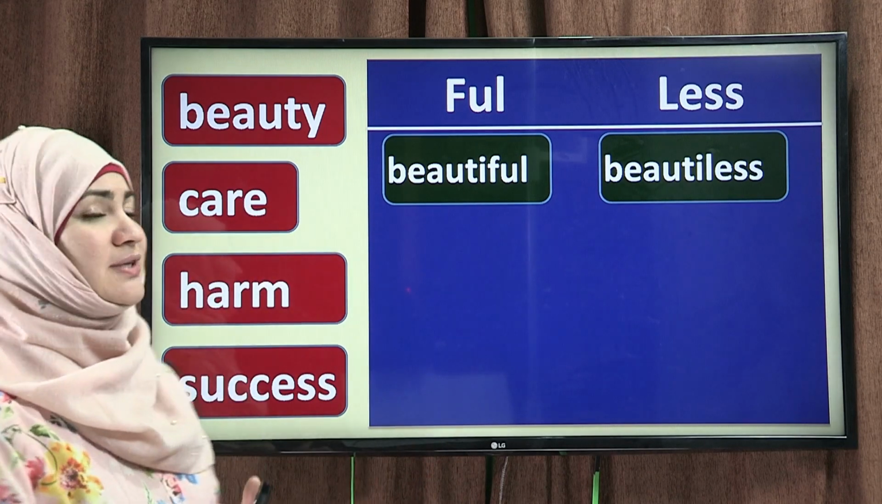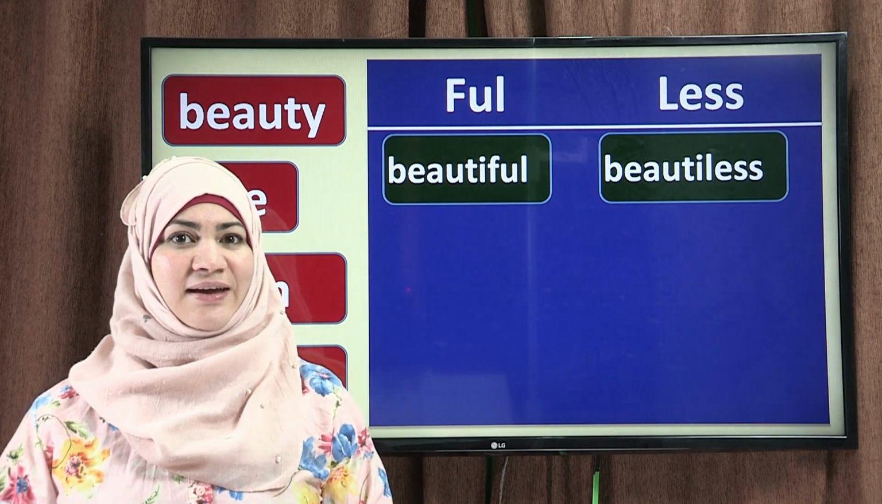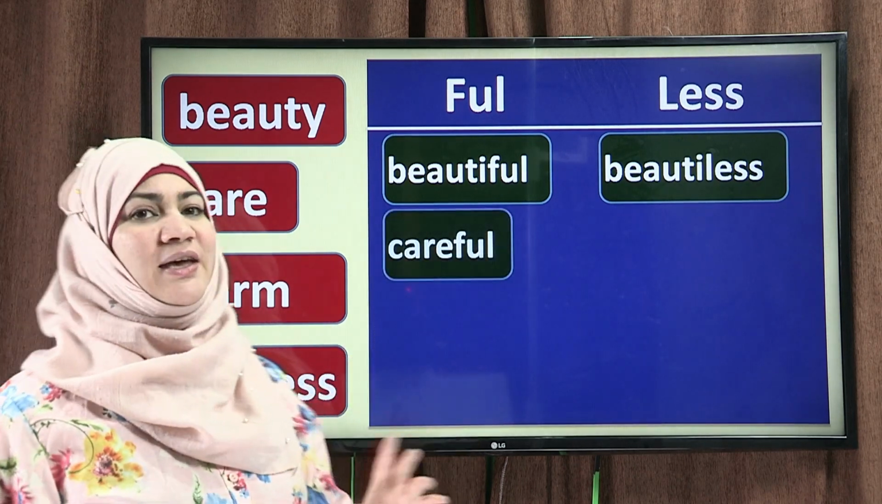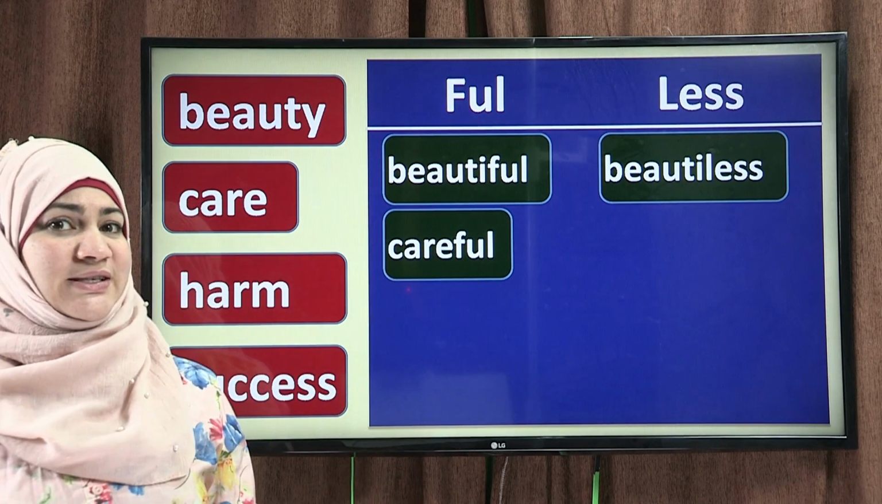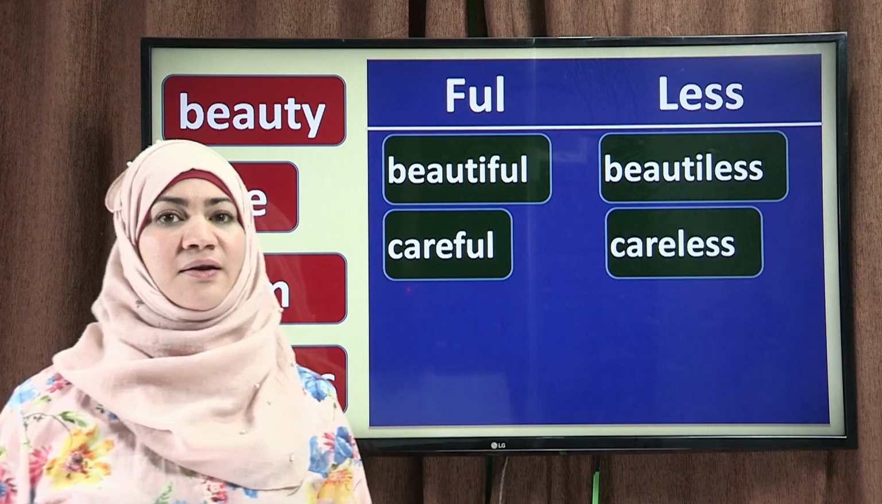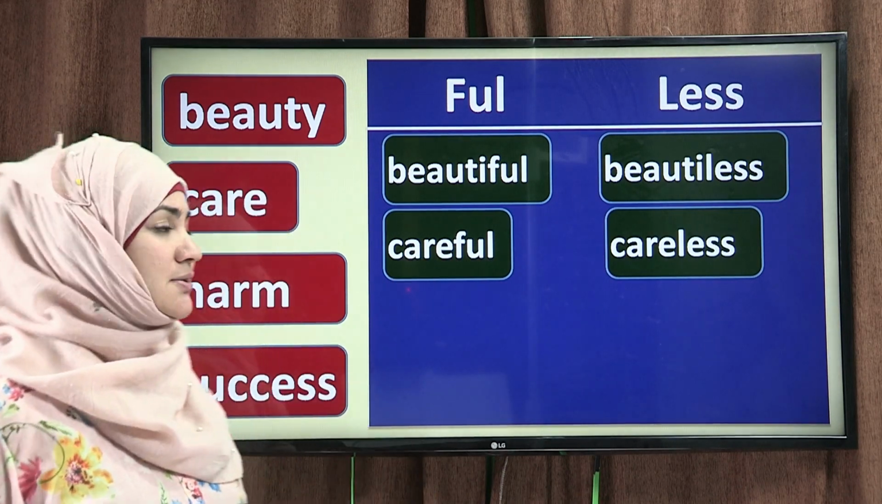The second point is care. How do we say care? Yes, absolutely. We say careful. And the opposite is, yes, very nice, careless. Careful, the opposite of careless.